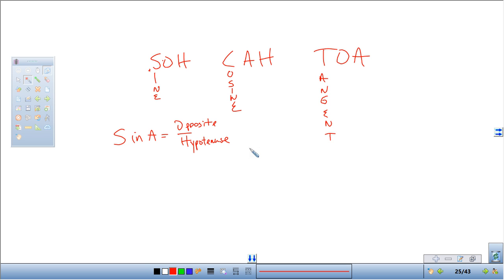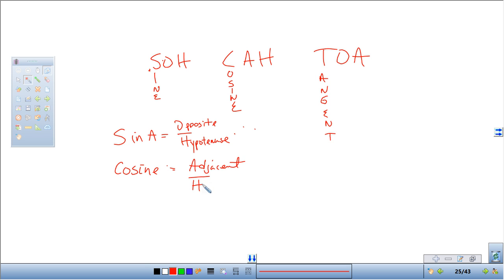Now what does CAH stand for? Anybody? Okay, cosine. And what does the H stand for? Come on, guys. What does the A stand for? Anybody remember? That's the one that a lot of people have issues with. Adjacent.